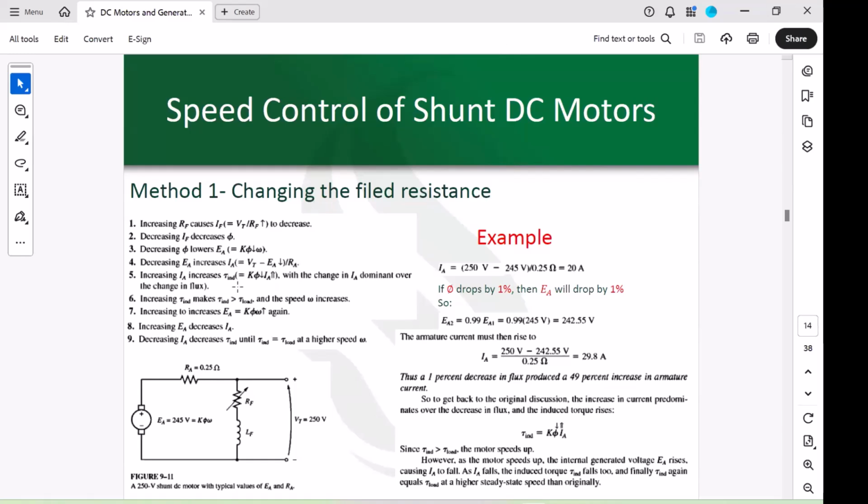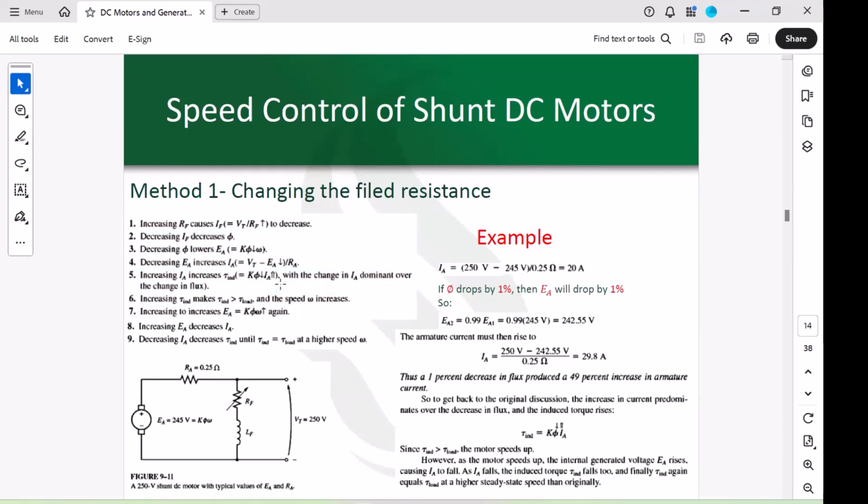So let's see how this works. When you increase RF, or the resistance in the excitation circuit, IF will decrease. And we saw that a decrease in IF was to increase the speed, right? So let's see. Decreasing IF will decrease phi. Decreasing phi will decrease EA, because EA depends on phi. Decreasing EA will increase the armature current, right? Now, increasing the armature current will increase tau.